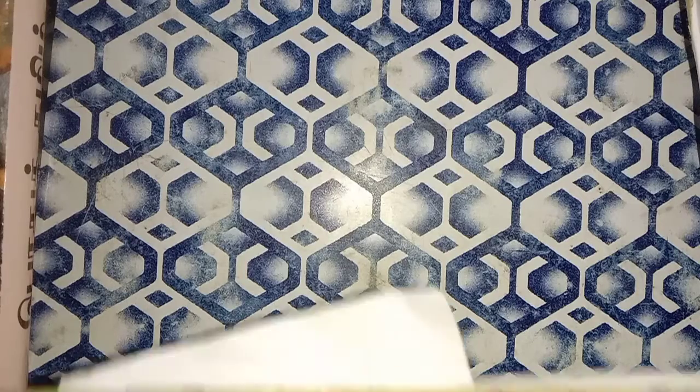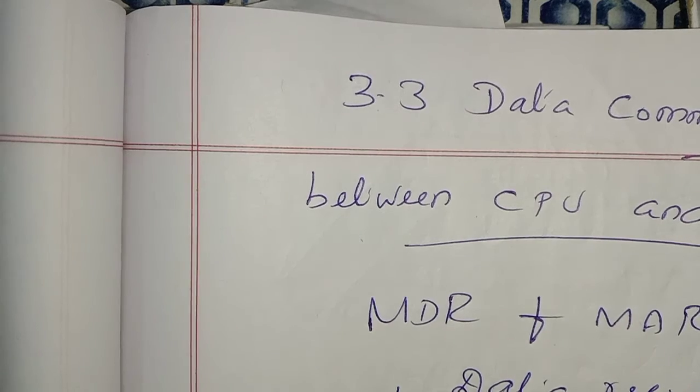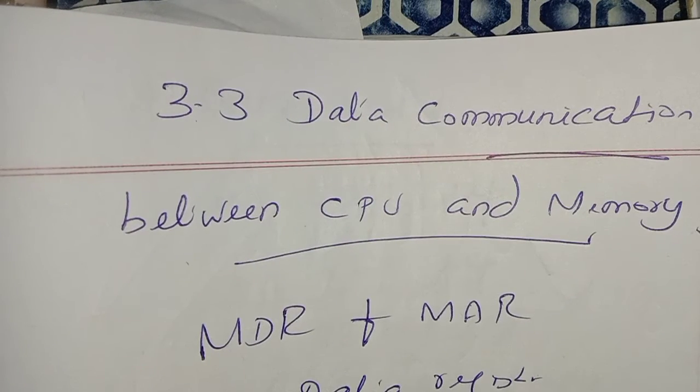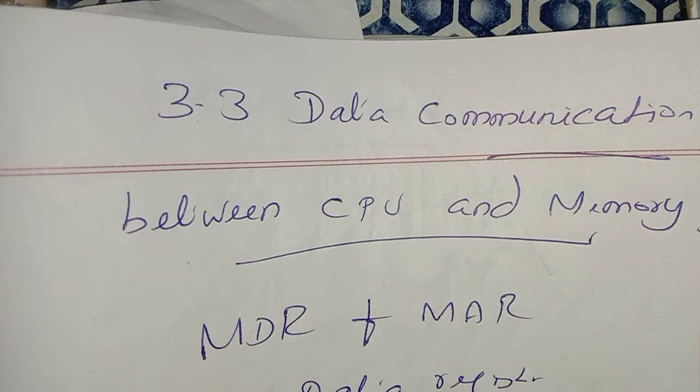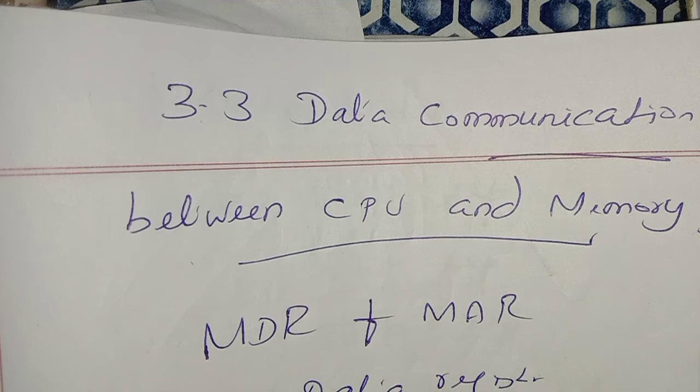Now, data communication between CPU and memory. CPU we know is the central processing unit. What is a memory? How do we communicate the CPU with memory? First, in memory, some data will be stored. The data will be at some address. The data will be stored there.